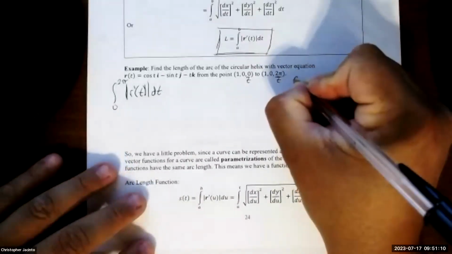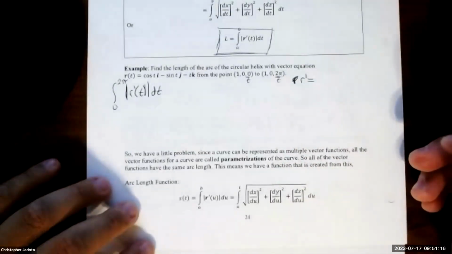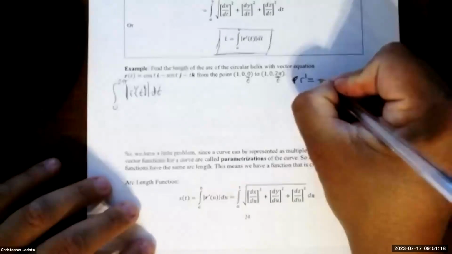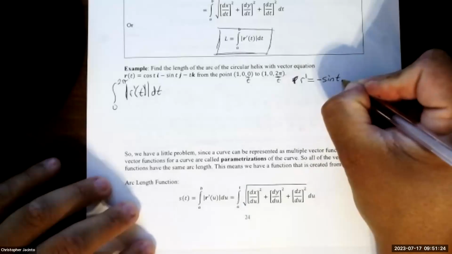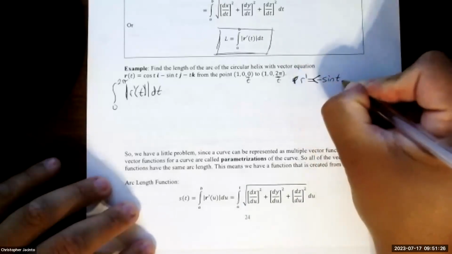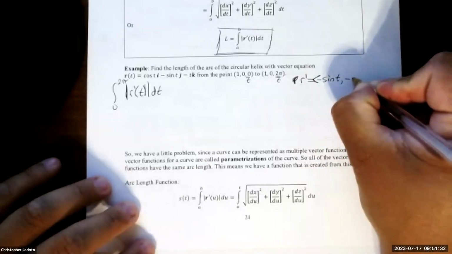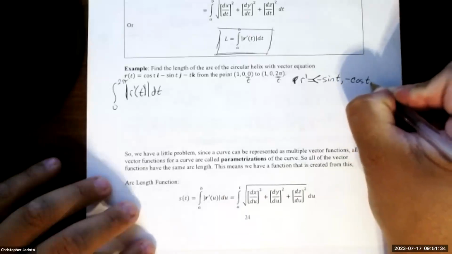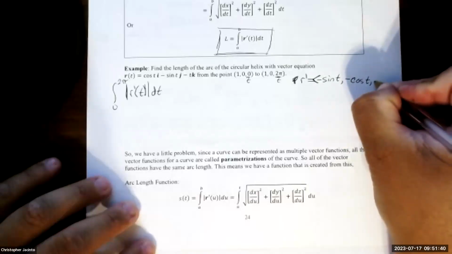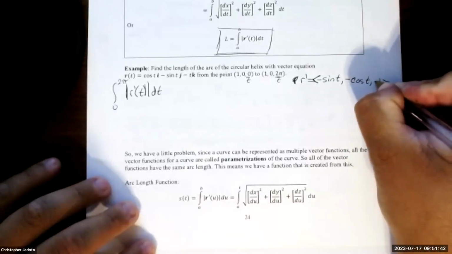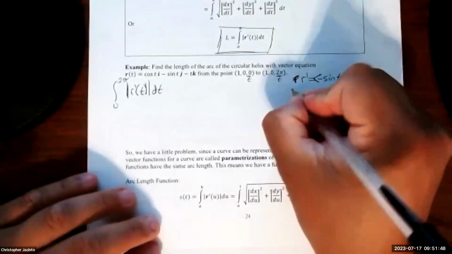So first, we have to find the derivative. The derivative of cosine is negative sine. The derivative of sine is positive cosine. And the derivative of t is just 1. And now we're going to find the magnitude of it.